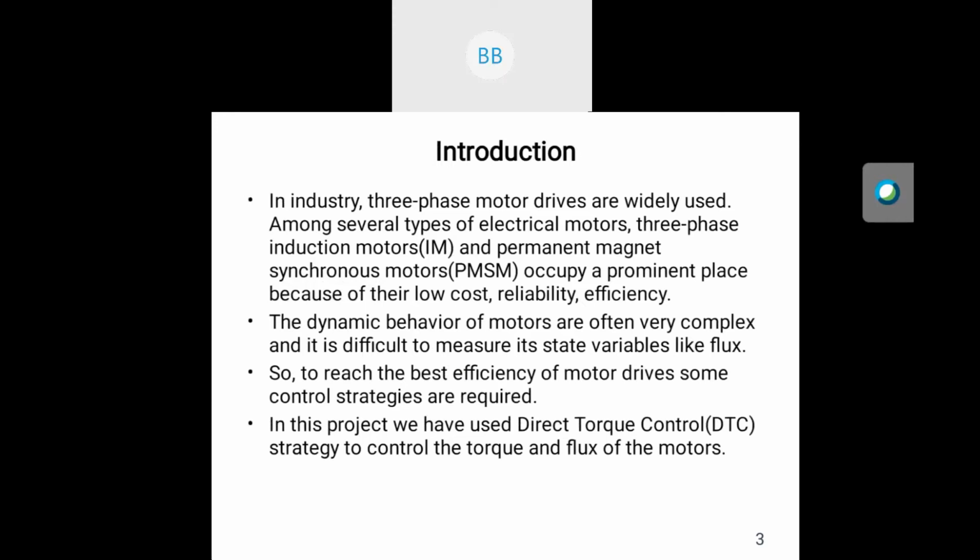The behavior of the machines is often very complex and it's very difficult to measure its state variables like flux. So to reach the best efficiency of the motor drive, some advanced control algorithms are required to control the flux and torque of the machine. So in our project, we have used direct torque control strategy to control the flux and torque of the machine.